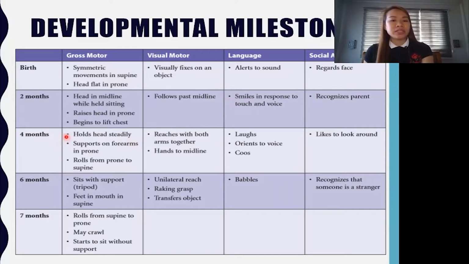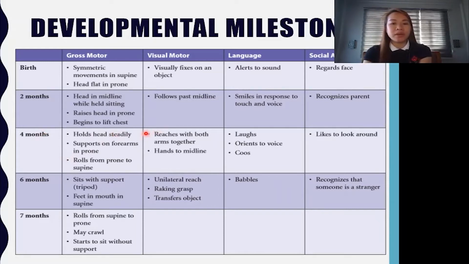How about at 4 months? They hold their head steadily. The head lag should supposedly disappear at that time, or start to disappear at least. They support on forearms in prone. So ito yung arm, ito yung forearm. So they can already support. Kapag naka-prone sila, kapag nakadapa sila, they can already support in prone. They roll from prone to supine. So from prone position, they can now roll to supine. So remember, they start na nakadapa sila, and then umiikot sila na nakapataas na, or supine position. So that is at 4 months.